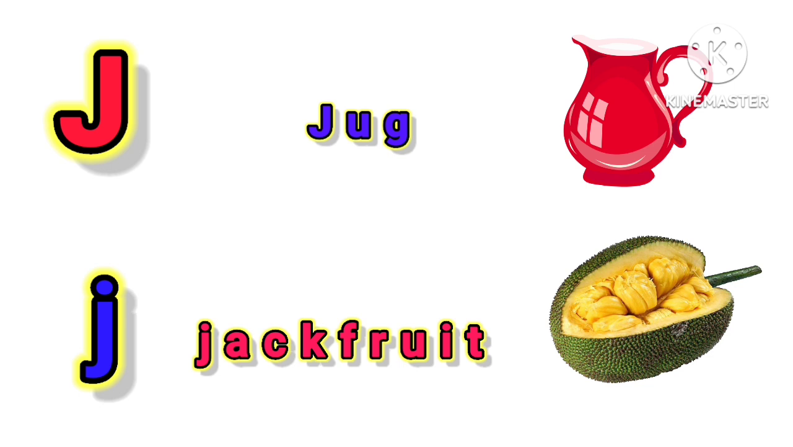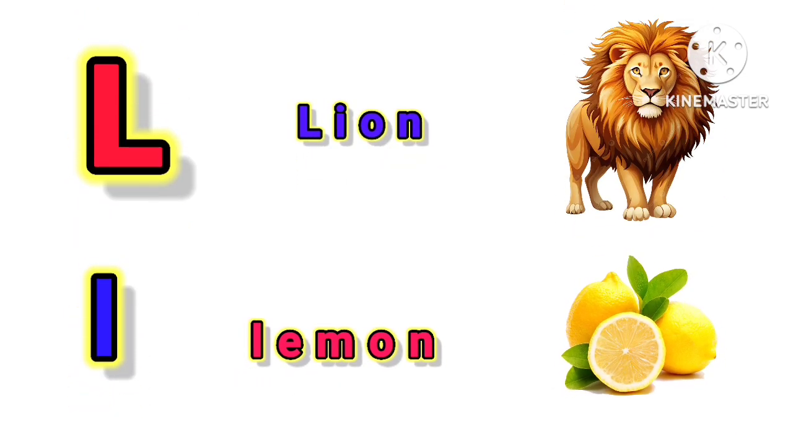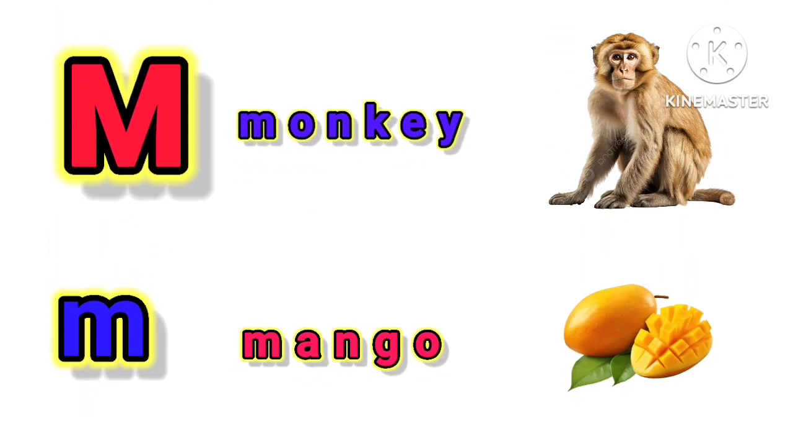J for jar, J for jackfruit, K for kite, K for kettle, L for lion, L for lemon, M for monkey, M for mango.